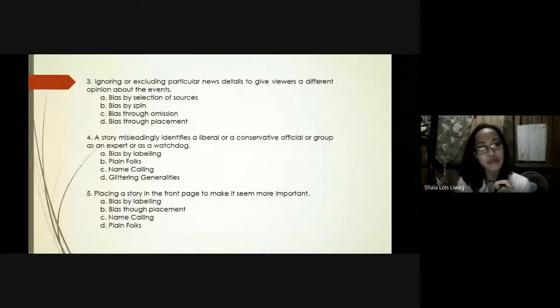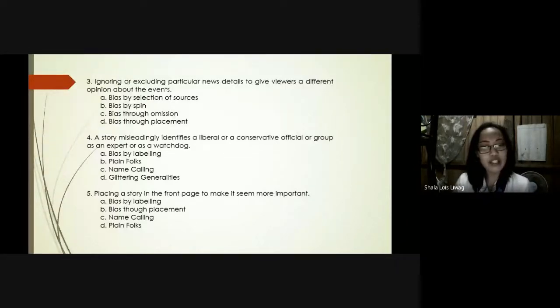How about number 2? Very good. The correct answer is letter C. And what is the correct answer for number 3? Correct again. The correct answer is letter C. And for number 4? Very good. Last one, 5. Excellent. You're all paying attention.